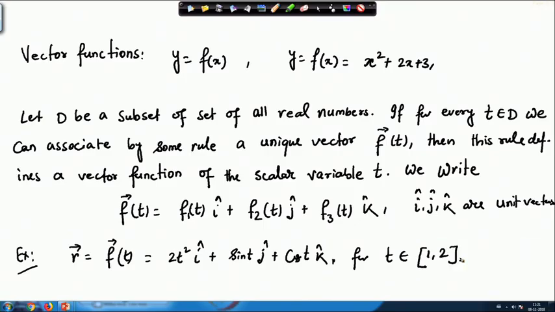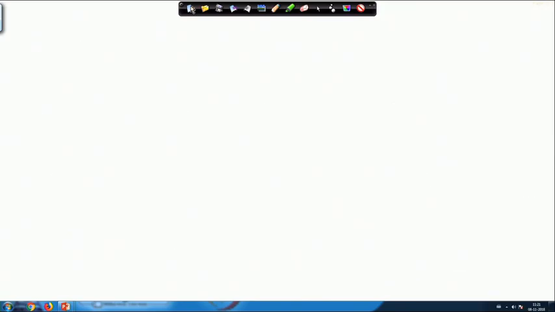All right. Now what do we mean by, let us say, scalar field and vector field? What do we mean by them?